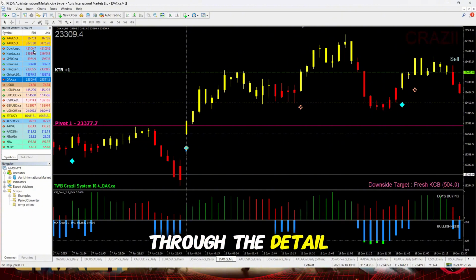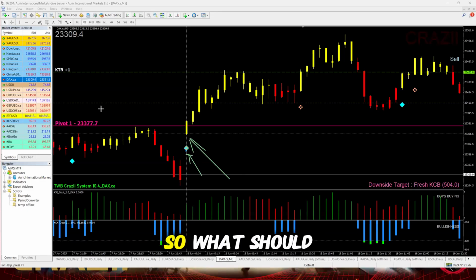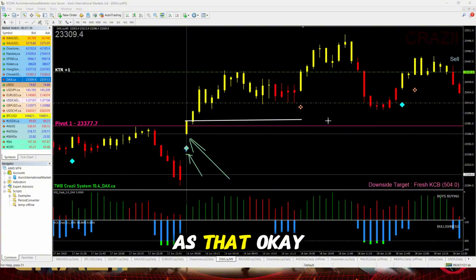So let's go through the detail, yeah? Let's follow me together, yeah? So first of all, once the market opens, straight away you get to see the diamond already available on the screen, okay? So the diamond come out already, right? So what you do, take a white line and place it on the closing price of it until the next diamond appear. It's as simple as that, okay?